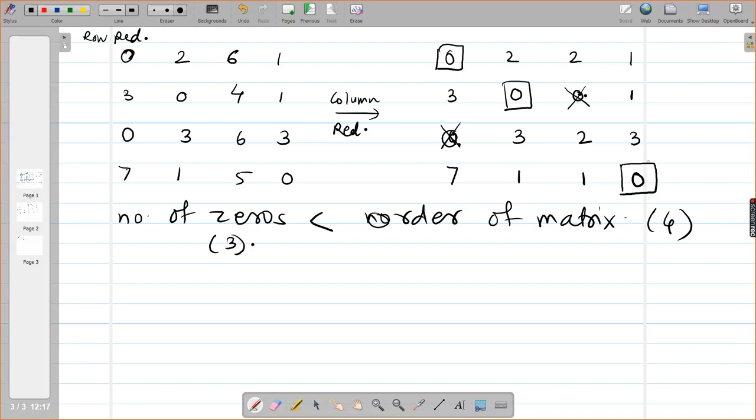So we can use the tick mark method now. What does the tick mark method say? If that is not understood, then you can remember one line: draw the minimum number of lines so that all the zeros lie on at least one line. No zero should be left over, not lying on a line. That is how you have to draw the lines. So here you need to apply a little common sense.